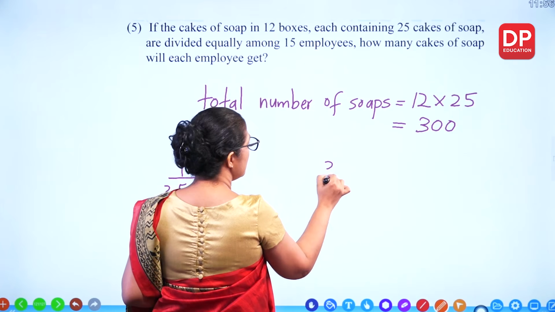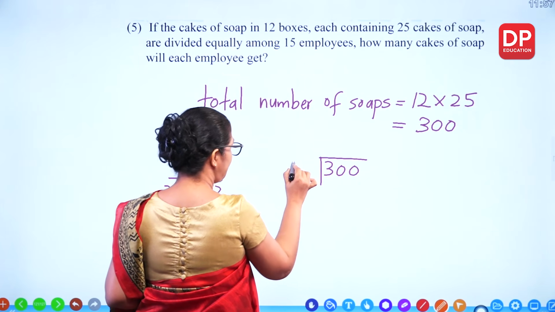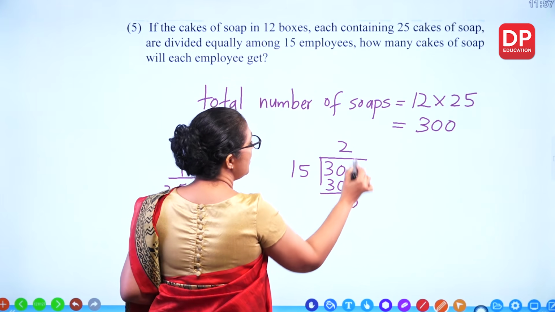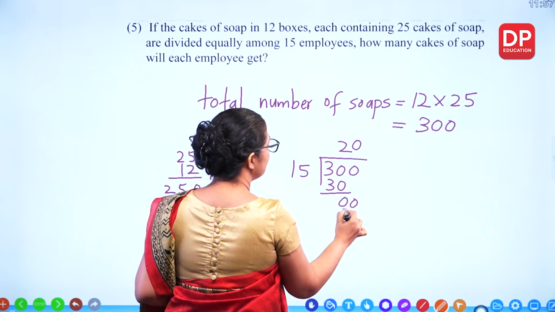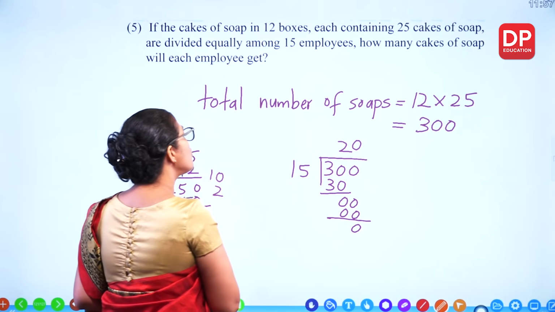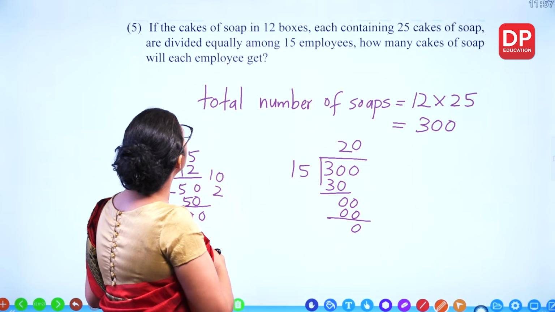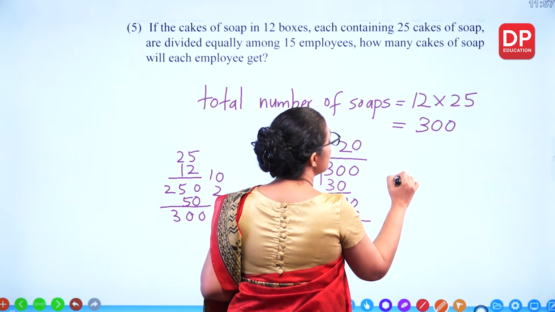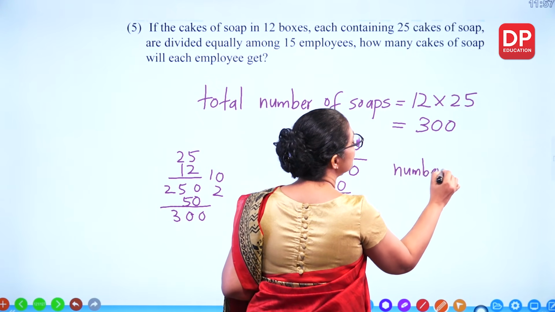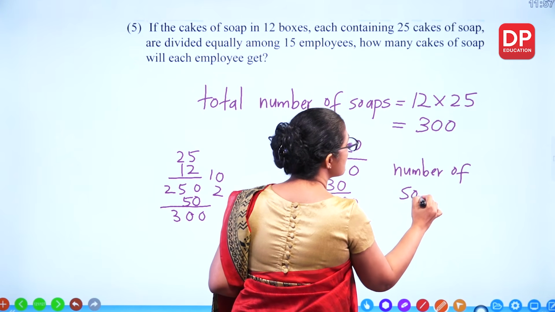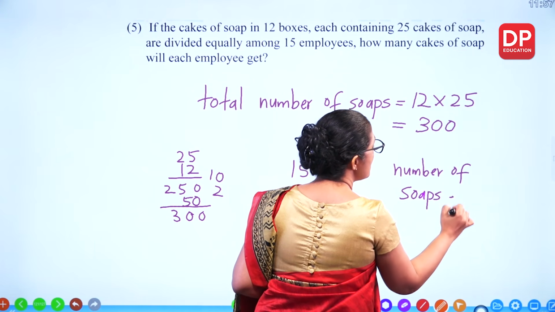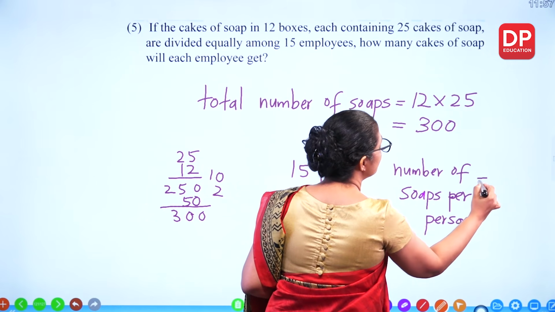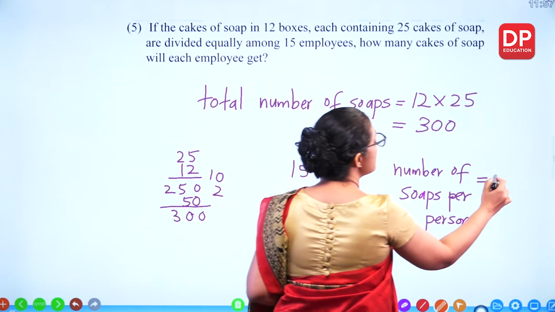So that means divide by 15. 15 times 2, 30, and you put a 0. So 20. So you can say number of soaps each employee gets, number of soaps per person. That's 20 each.